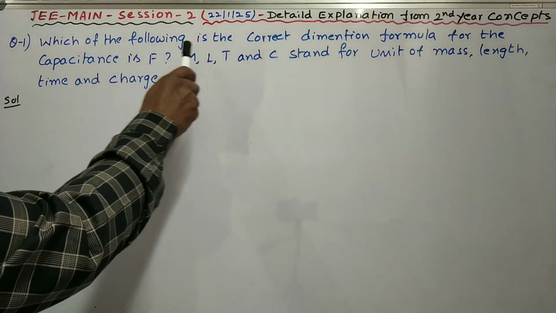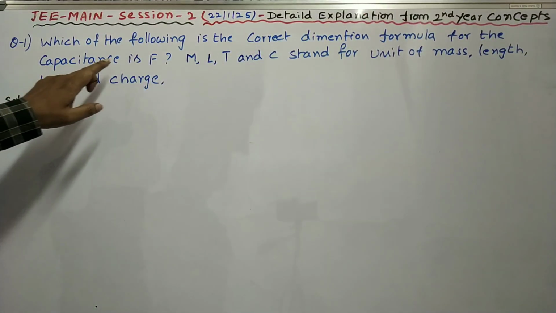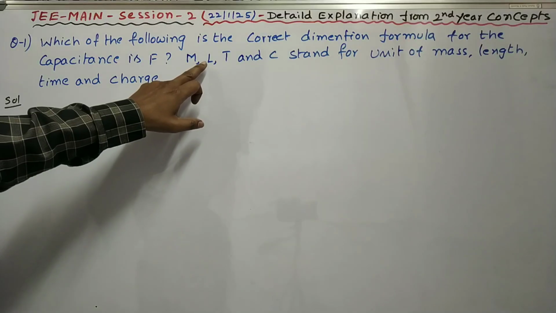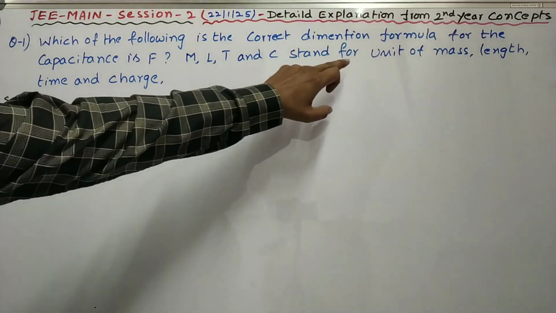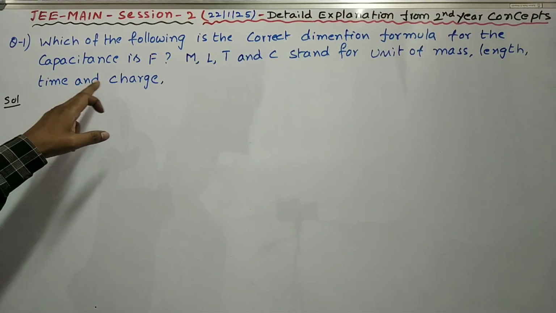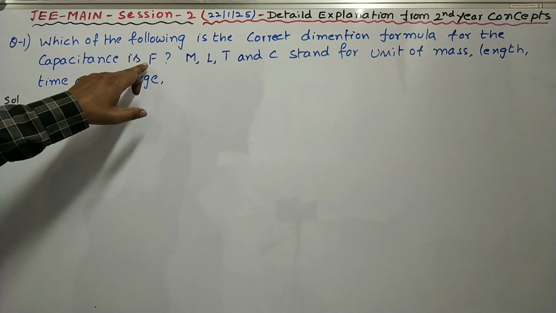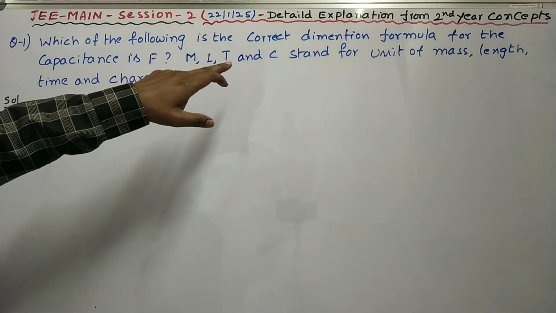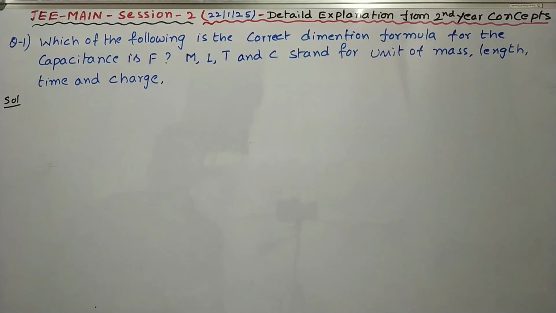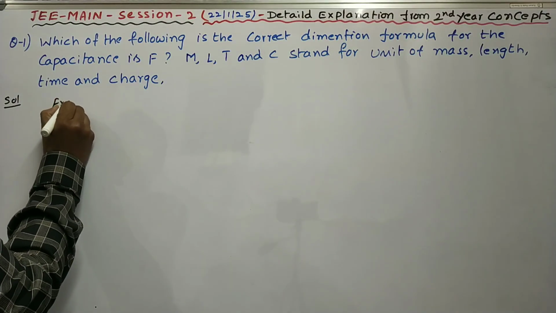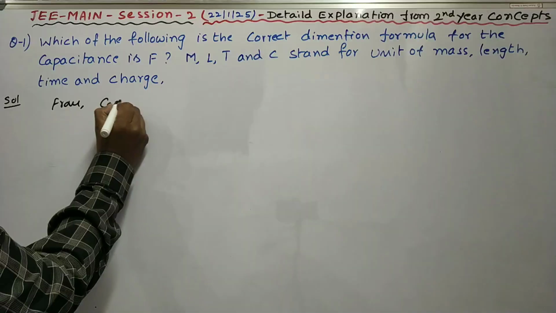The first question: which of the following is the correct dimension formula for the capacitance F? M, L, T and C stand for units of mass, length, time and charge. So the question is asking to find the capacitance dimension formula in terms of mass, length, time and C, that means charge. From the definition of capacitance.